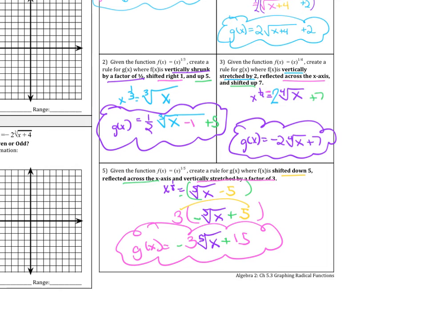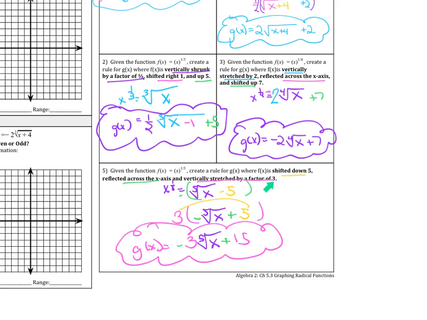Now number 5, the order matters, and so it changes a lot of things. So that was a little more challenging. So the first thing was I changed the x to the 1/5 into 5th root of x. Down 5 is just minus 5. Reflect across the x-axis. So that means I applied a negative to the entire function. So I had to distribute the negative. So it becomes negative in the front and distribute it to the back. That actually changed it to a positive 5.